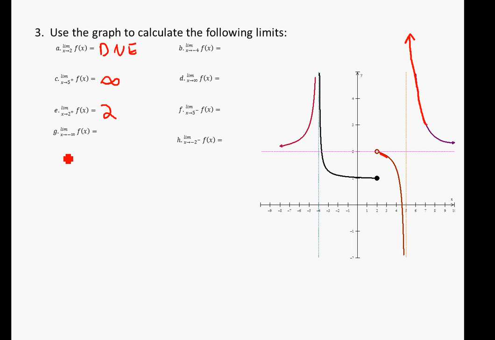x goes to negative infinity. I told you, if you see x going to infinity or negative infinity, they're asking for the horizontal asymptote. So, just look at the graph here. And you can see, if it's already graphed for you, this should be pretty easy. It's going to get closer and closer to this dotted line that I have nicely put here for us, and that's 2.